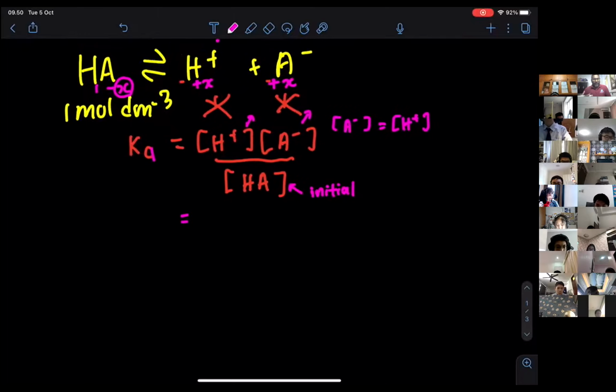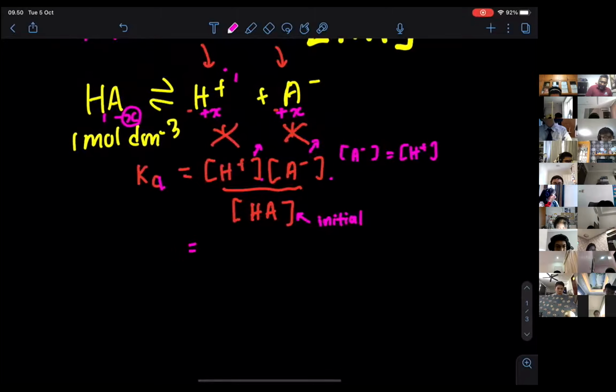And what is Ka? What does Ka tell us? Ka tells us how much, if Ka is more, it means this is more, this is more. It means that the dissociation is going to be more. So if you have a bigger Ka, it means that it's going to be a better dissociation. It means that it is a weak acid that can dissociate more to give you H plus. So it's going to be a better weak acid. So that is going to tell us that.